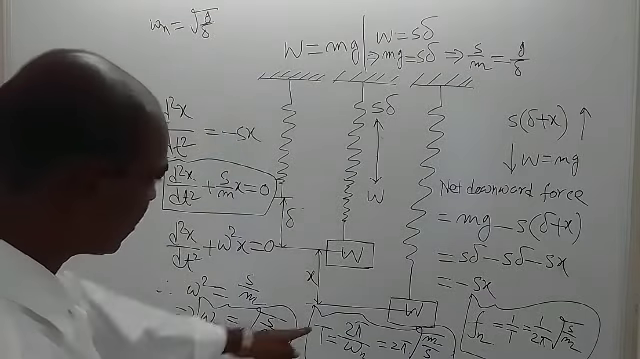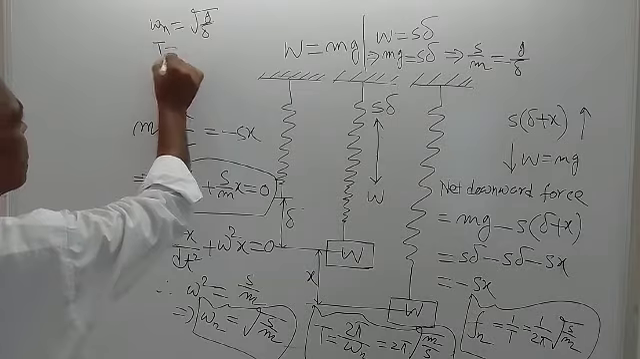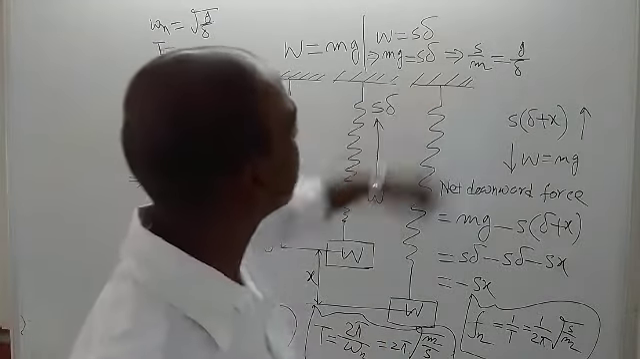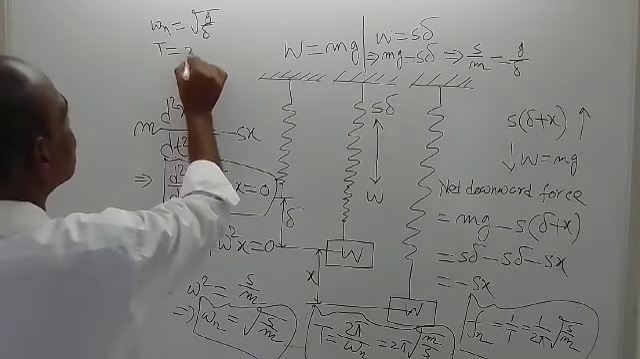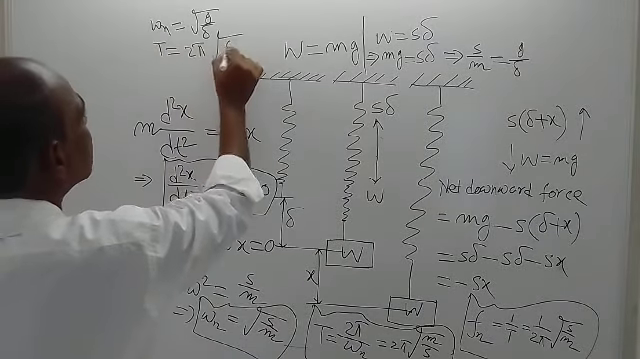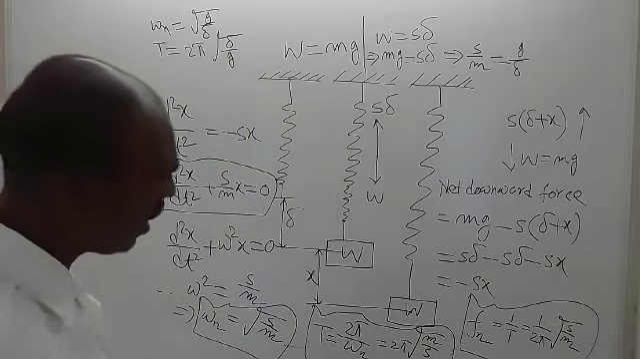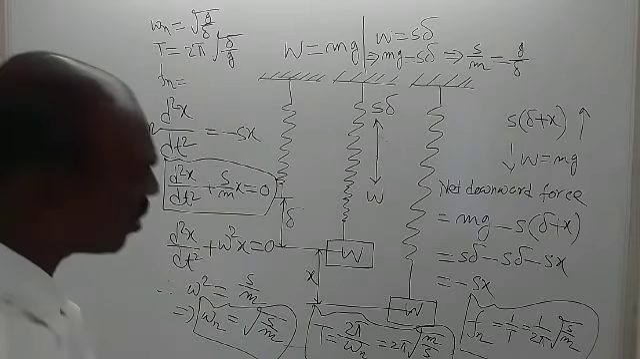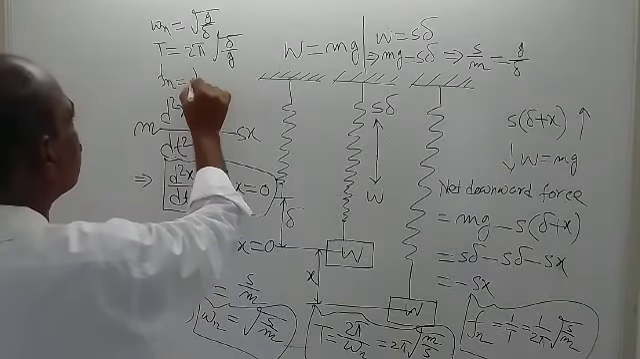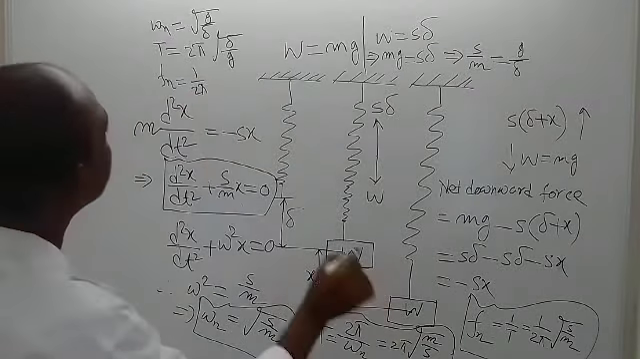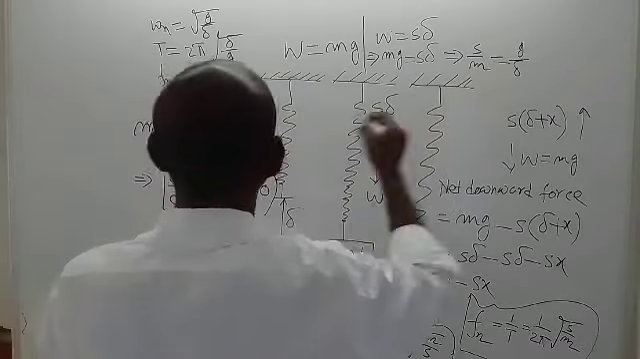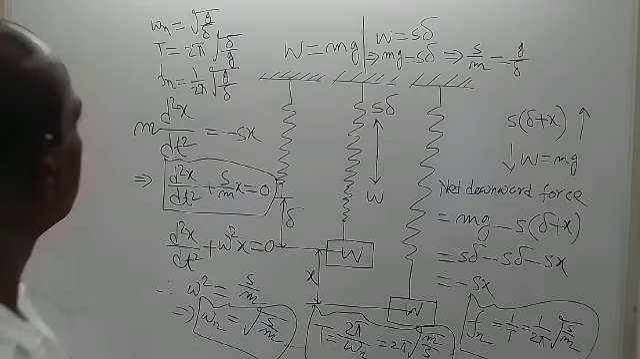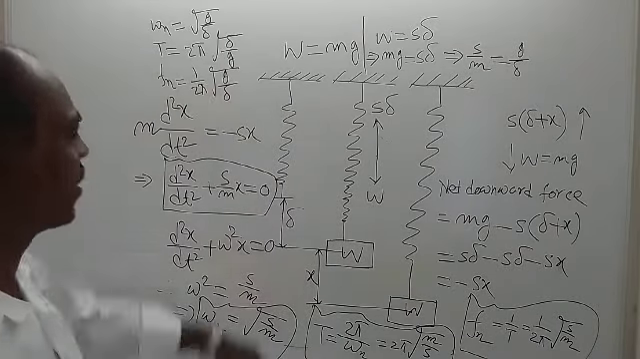Then time period can be written as, here m by s is there, so m by s will be delta by g. So that is equal to 2 pi into root over of delta by g. And this natural frequency Fn can then be written as 1 by 2 pi, and s by m is nothing but g by delta. So Fn is equal to 1 by 2 pi root over of g by delta.